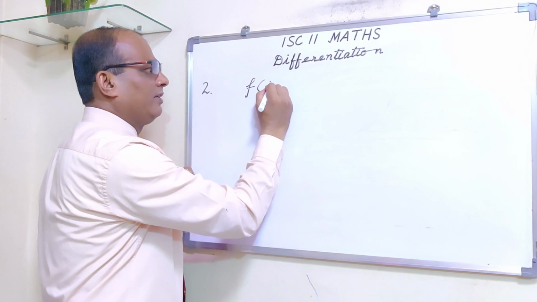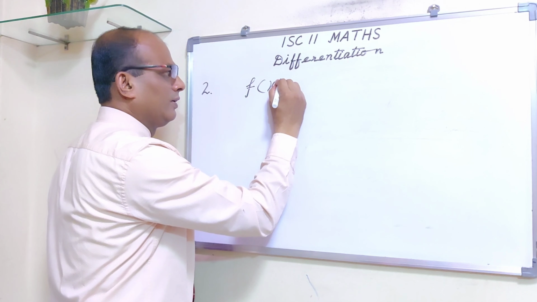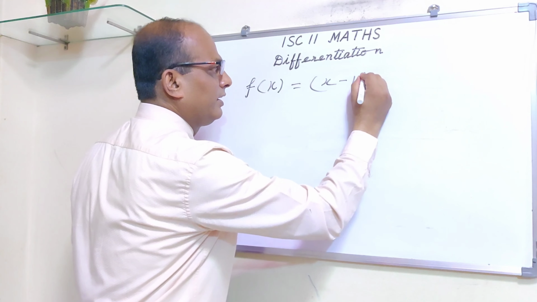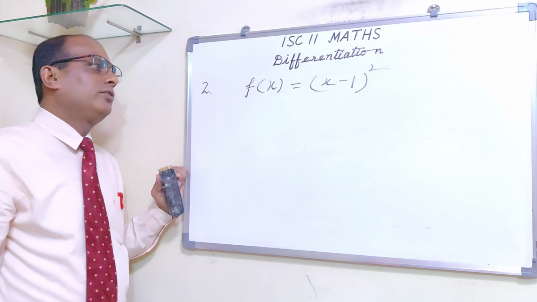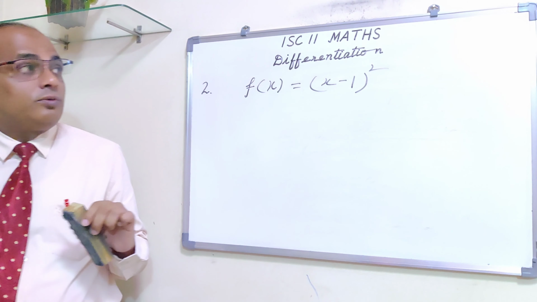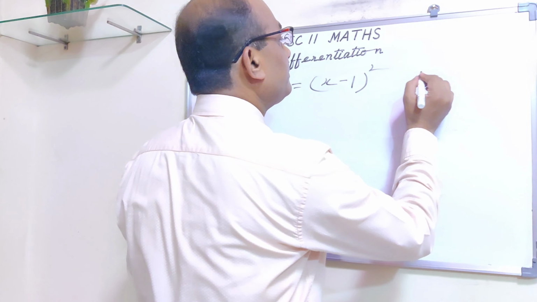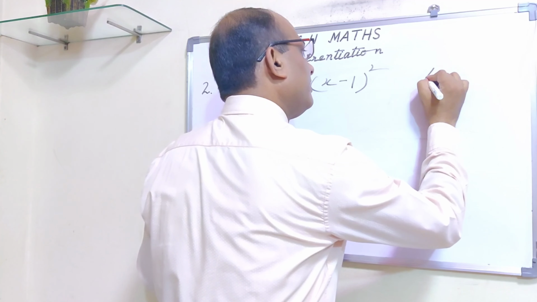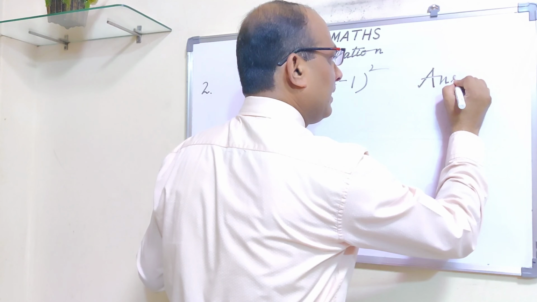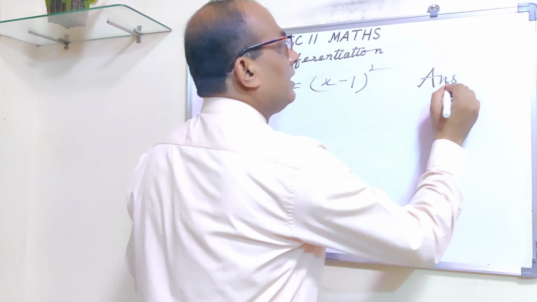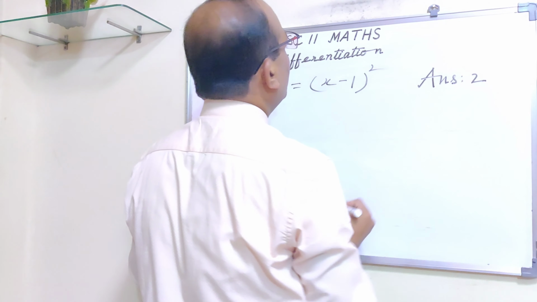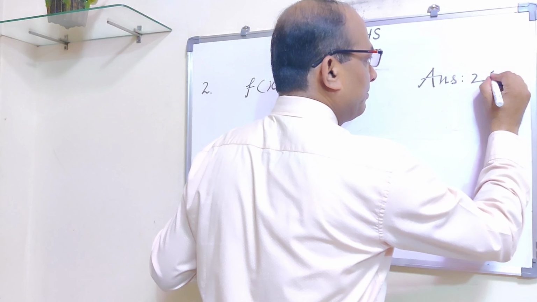So f(x) is equal to (x minus 1) whole square. This question I am giving you as homework, and the answer also I am telling you. The answer is 2(x minus 1).